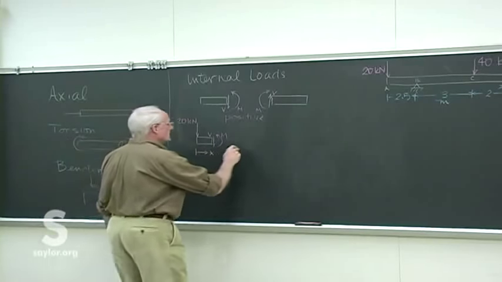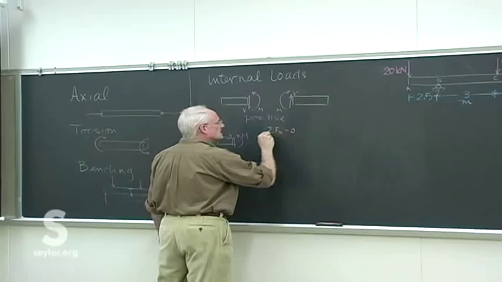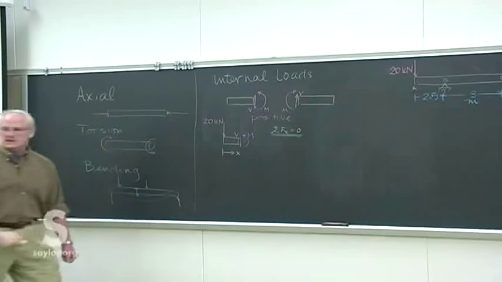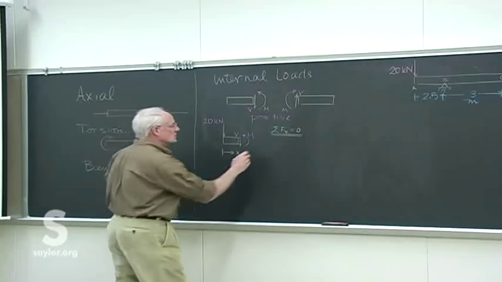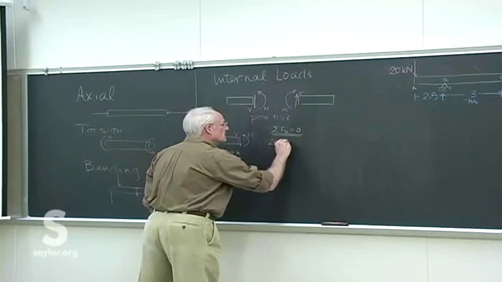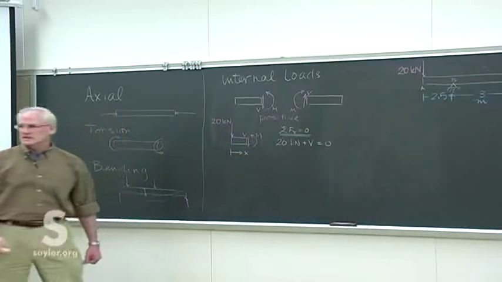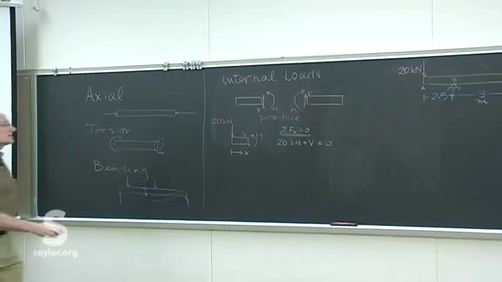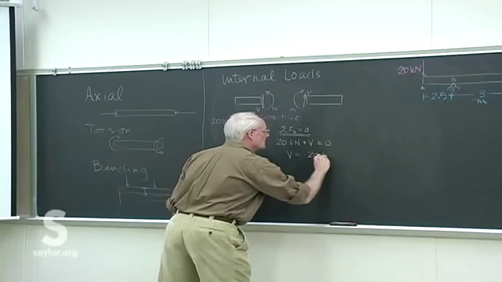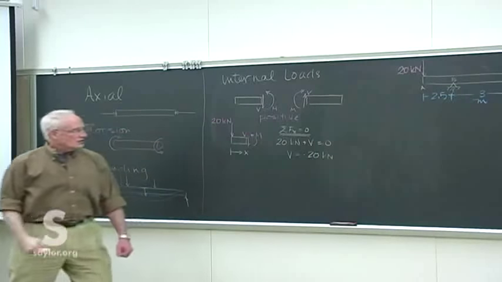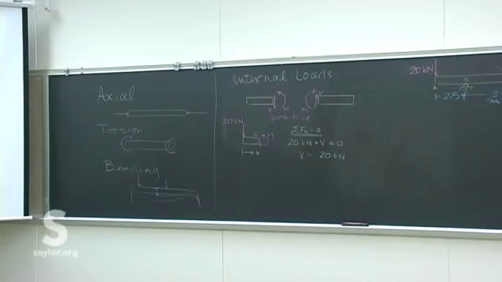For example, it becomes a simple matter of summing the forces in the x direction. They're both in the same direction as drawn, so we'd say 20 kilonewtons plus V equals 0. Then when we solve for V, it's got a negative sign on it, which is useful because that's the number we have to graph.